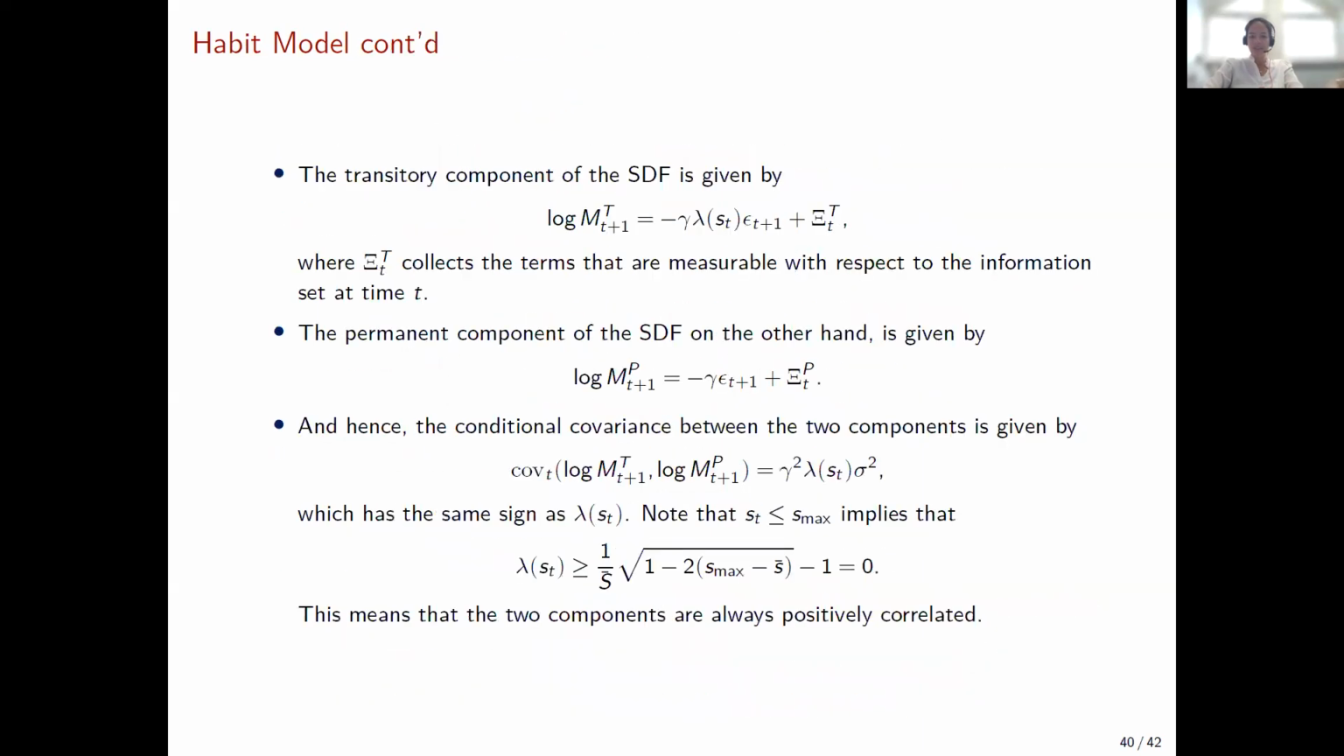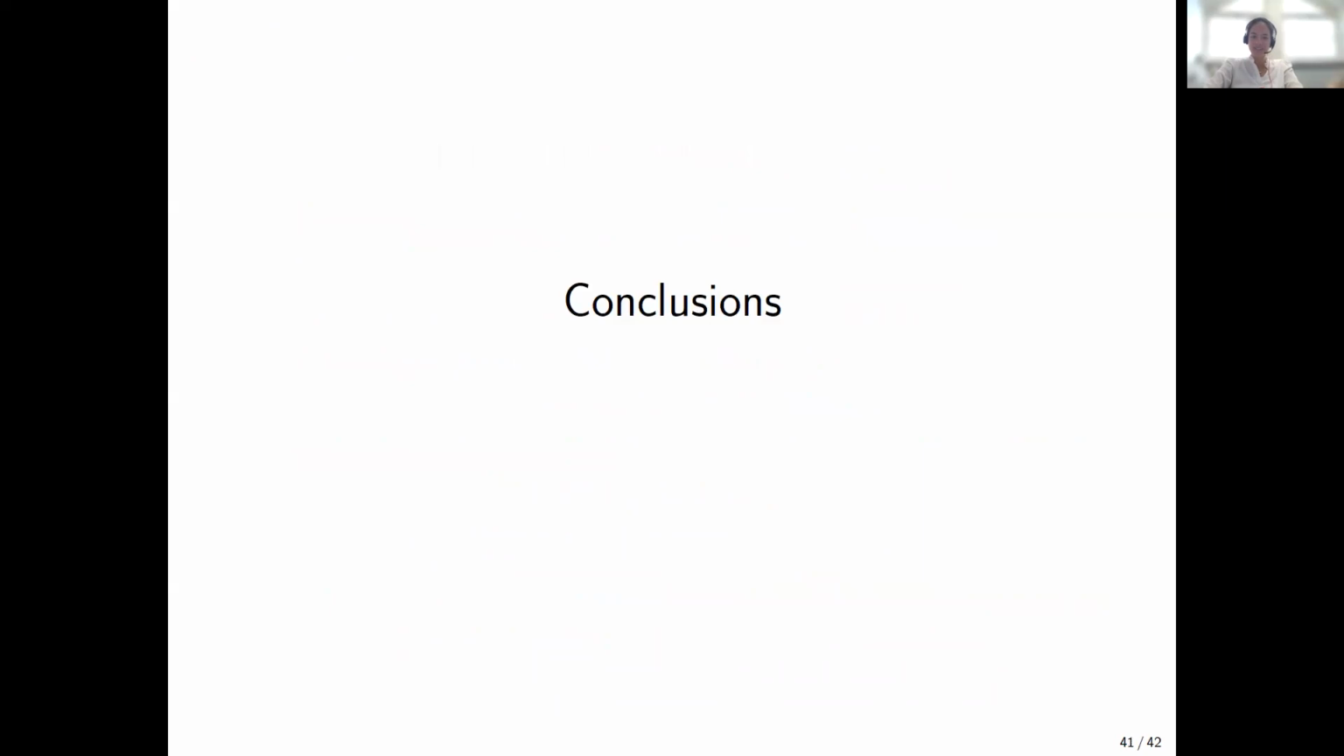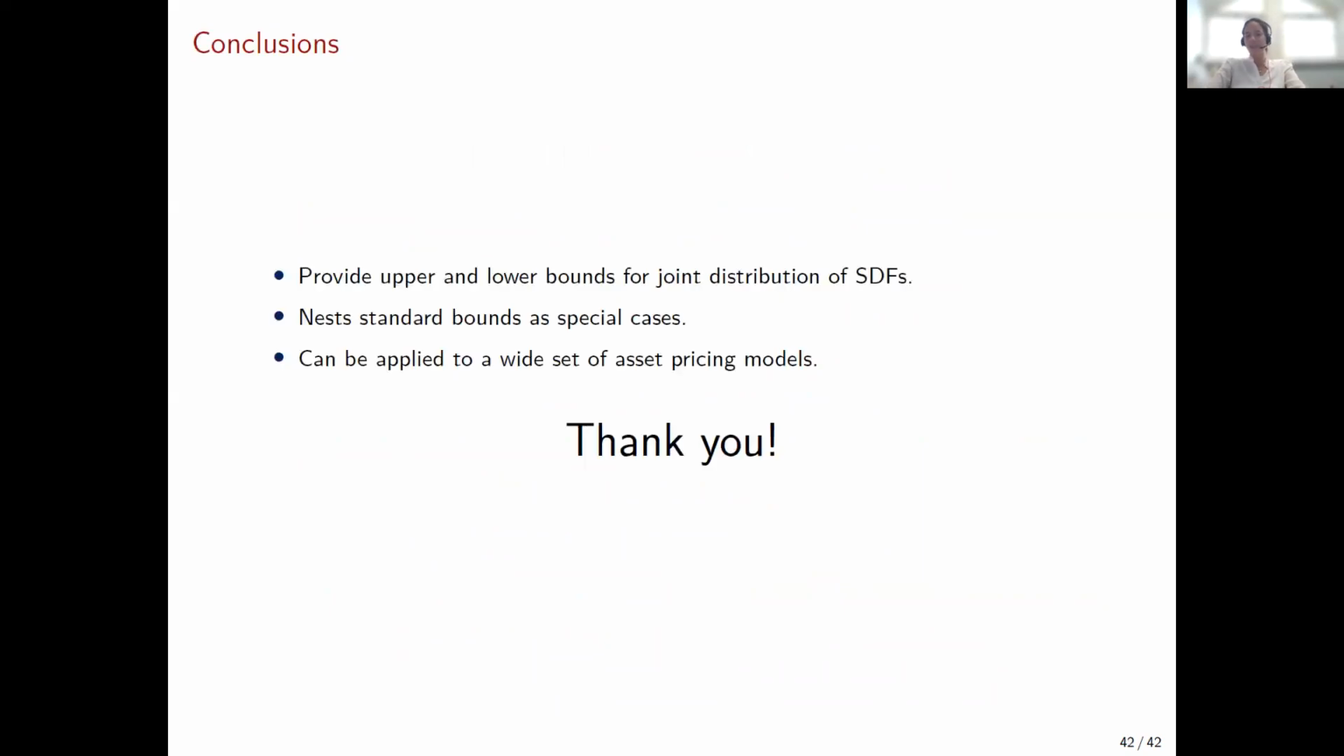Okay, so this is our paper again. This is a very preliminary version of our paper. What we do in this paper is very simple. We provide upper and lower bounds on the joint distribution of stochastic discount factors. The reason why we wrote this paper is because many applications in asset pricing are not just about the marginals, they're about the joint distribution. We have as special cases, obviously, what people have derived previously, and it can be applied to a wide set of asset pricing models.